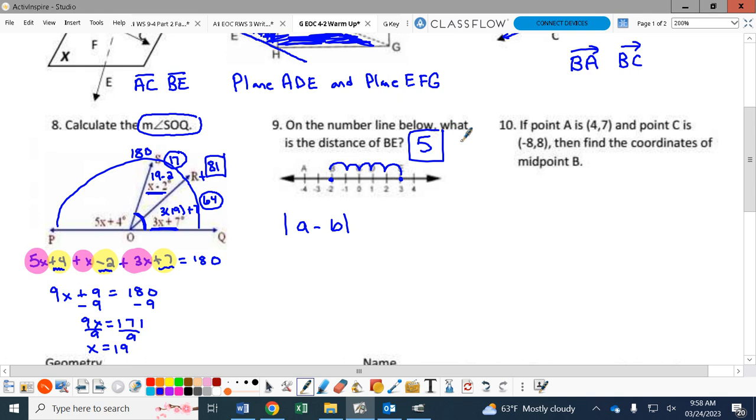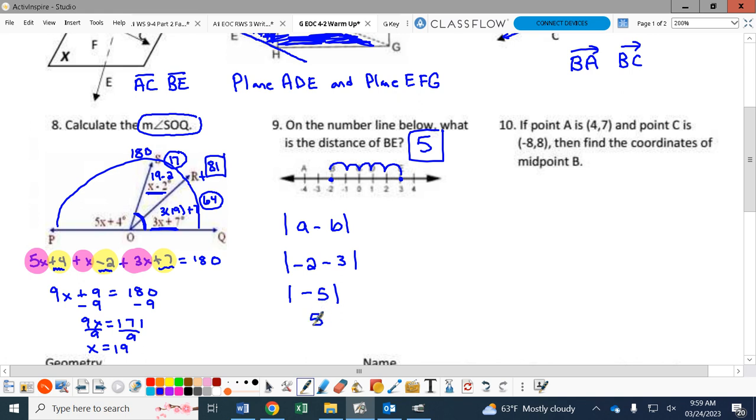No. They may say, if B is at -2 and E is at 3, what is the distance between those on the number line? And you'd have to do the formula. So I'm going to show you it works with the formula also. Get this down just so you have it in case they give you one that doesn't give you the number line. So it's going to be the absolute value of, the first one is -2, and then minus, this one right here is 3. Right? And -2 minus 3 more is going to put you at -5. But what is the absolute value of -5?